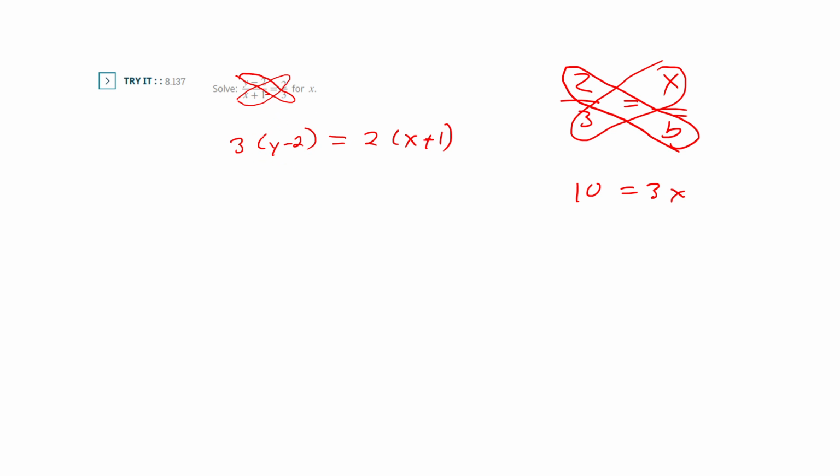Now, let's distribute here. I get 3y minus 6. Now, our goal was to solve for x. So if I want to get this alone, it'd be what it's always been. I would subtract away a 2.